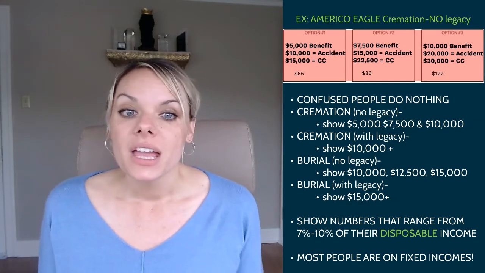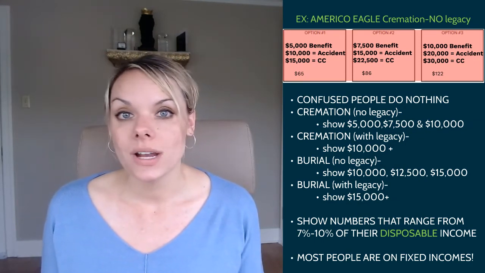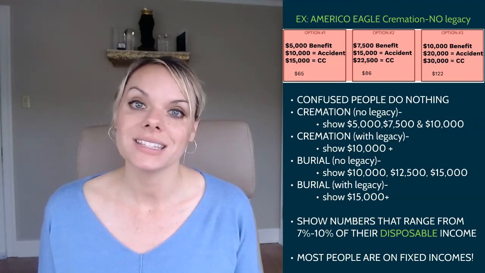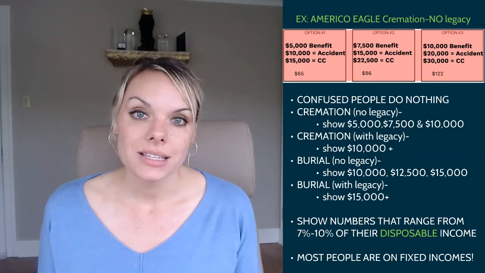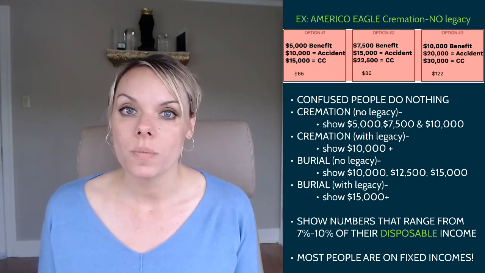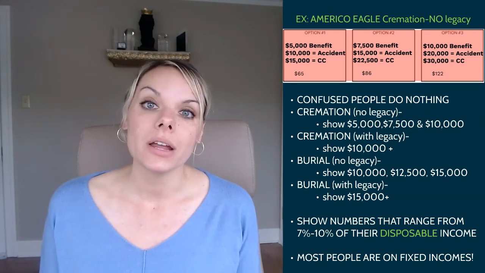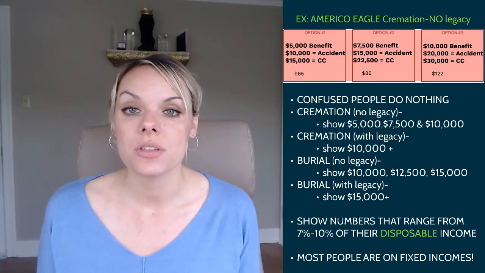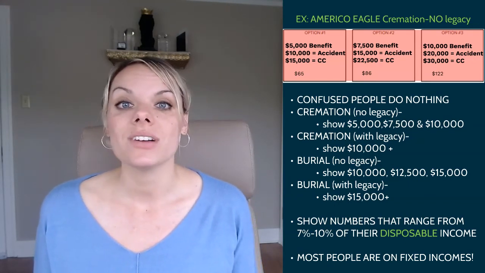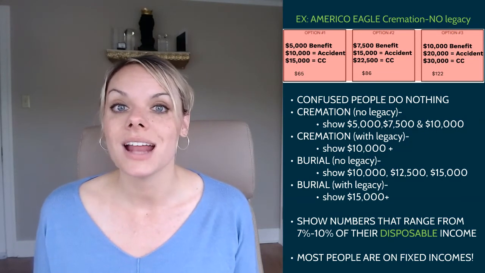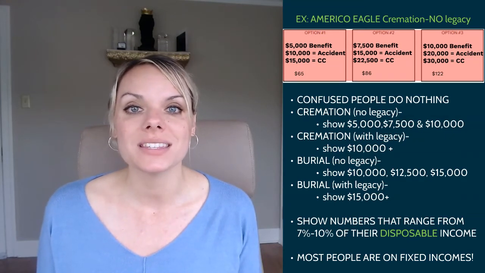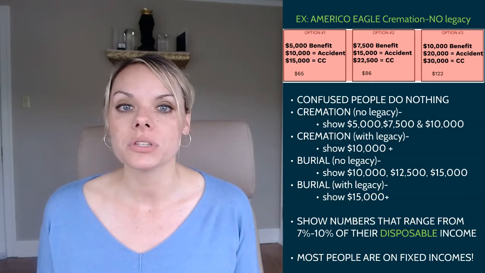Now, as a rule of thumb, if somebody is going to be cremated and they don't want to leave a legacy behind, then I'm going to show them about 5,000, 7,500, and 10,000. Now, if they want to leave a legacy, I'm going to show them 10,000 and up, depending upon their budget and really what they're hoping to put in place. Now, if they're going to be buried and not leaving a legacy, I'm going to show them 10,000, 12,500, and 15,000. And if they're wanting to leave a legacy, I'm going to show them 15,000 and higher. A good rule of thumb is to show numbers that range between 7 to 10% of their disposable income.